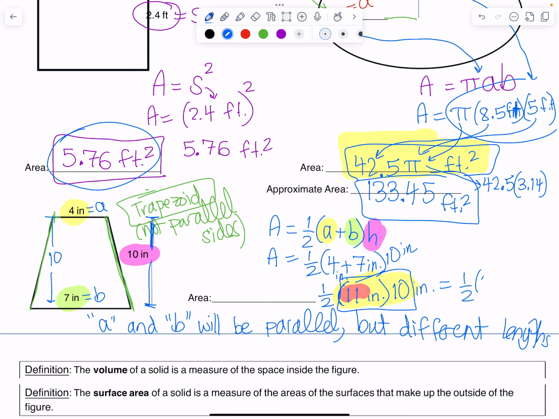That would be 110. And now the measurement, it's inches times inches. Multiplication should give me inches squared. There we go. And now I just have to find half of that, or divide by 2, whichever one. That's 55 square inches. There. Isn't half of 110 55? Yeah, I'm pretty sure.